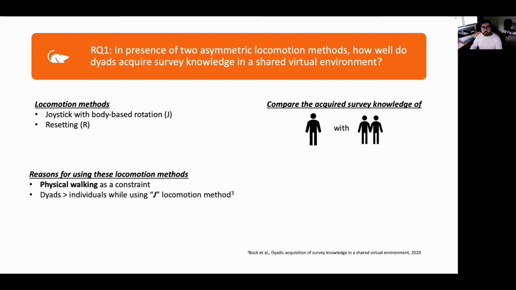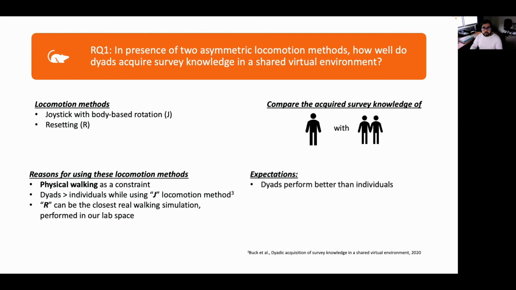Second, as previous research showed that dyads acquire survey knowledge better than individuals using joystick with body-based rotations, I chose this locomotion method as one of my test methods. And finally, I chose resetting because it can be the closest real walking simulation performed in our lab space. The two main expectations that I am willing to see from this experiment are that dyads perform better than individuals using asymmetric locomotion methods as well, and that symmetric joystick performs worse than asymmetric locomotion, which performs worse than symmetric resetting, where the latter represent the locomotion methods used by dyads.